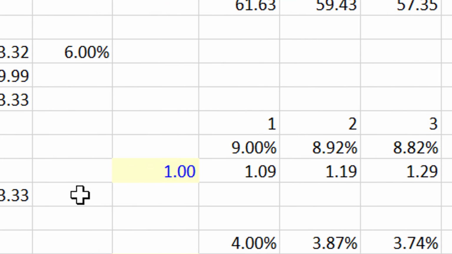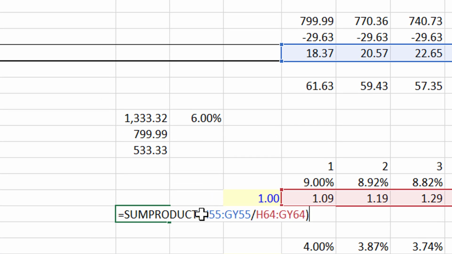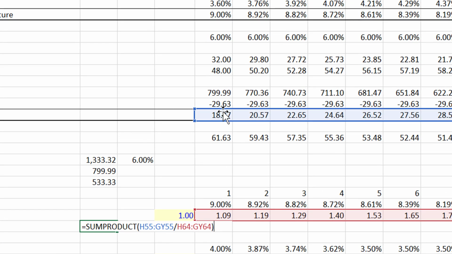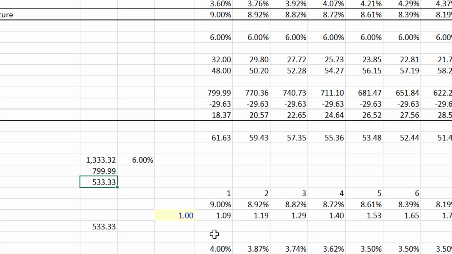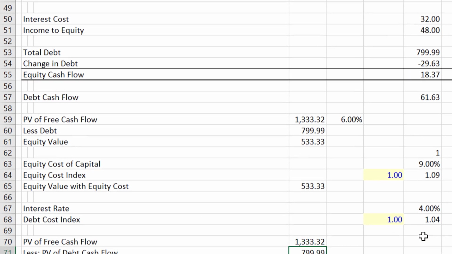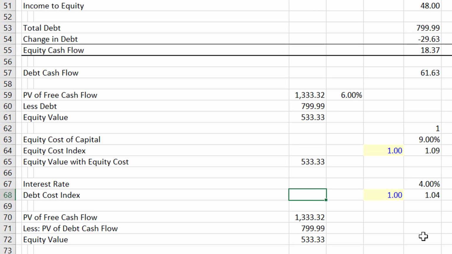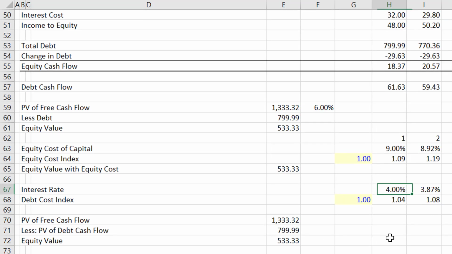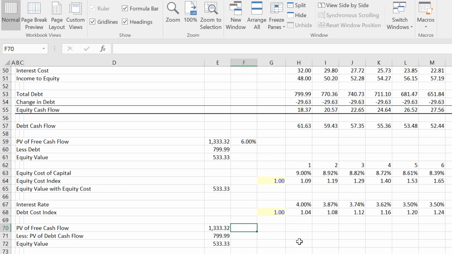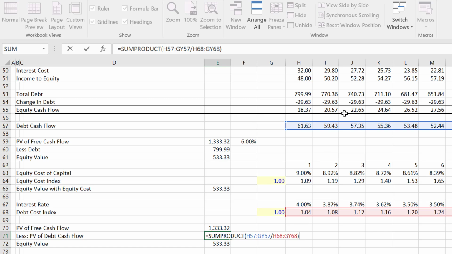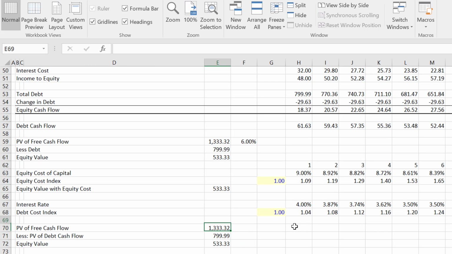And after you've allowed the index to change, then you take the net present value by taking the sum product of the equity cash flows, and you divide it by the index of the equity cash flow that's changing. And notice, with the changing cost of capital, you get exactly the same number. And then you can also do the same thing with the debt. The debt cost is changing here, so you can compute an index value on the cost of debt. And this debt cash flow is then the debt cash flow divided by the index thing, whatever you want to call it.